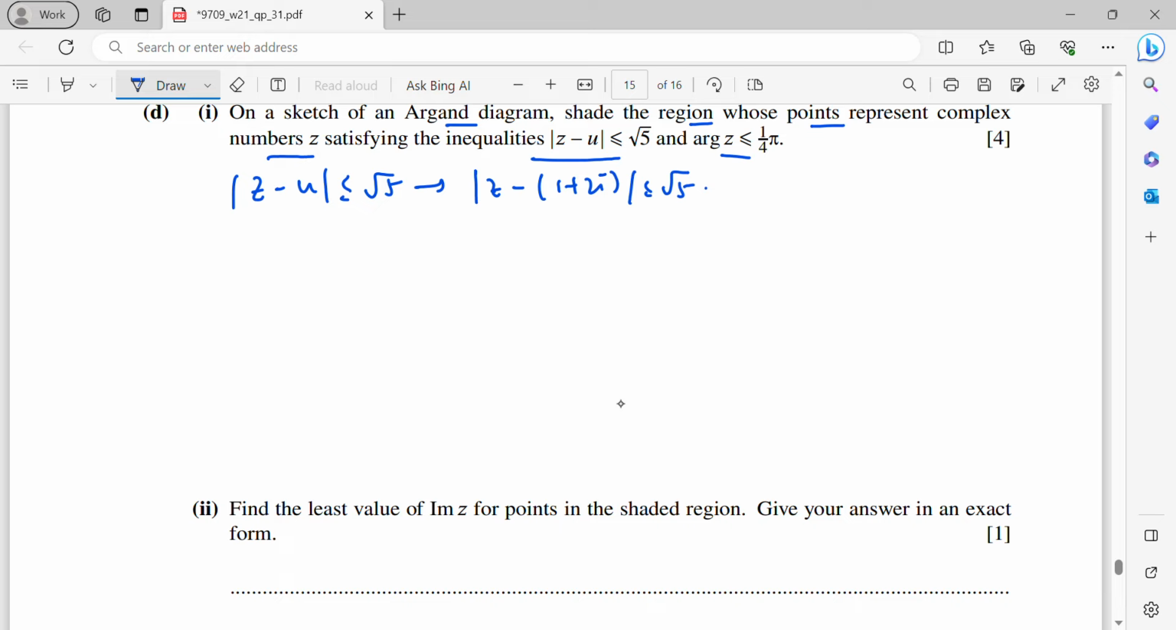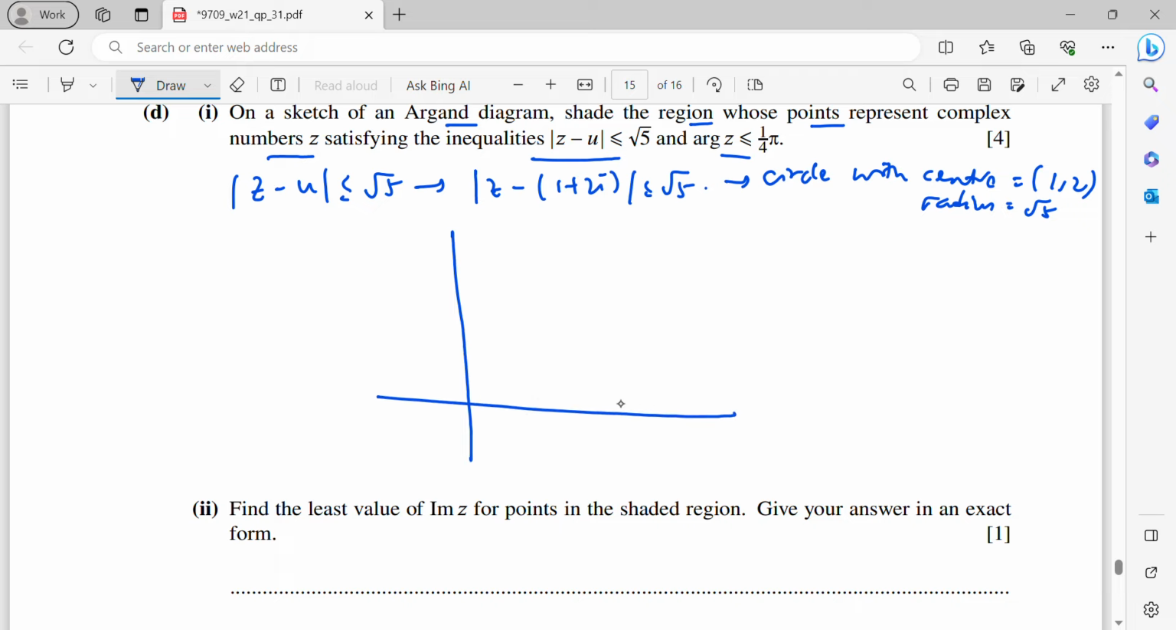So this is basically a circle. Circle with center (1, 2), and then radius is square root 5. So now, let me draw the graph. Not graph, the Argand diagram. Let's say here 1, here 2, here 3, here 4. 1, 2.